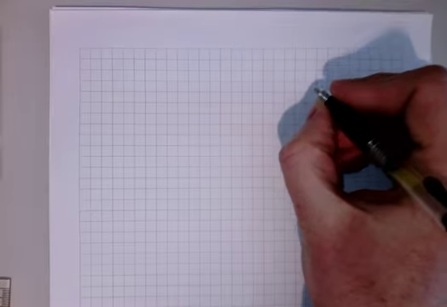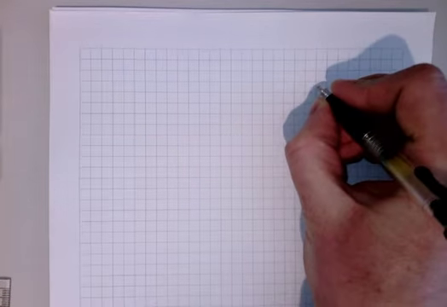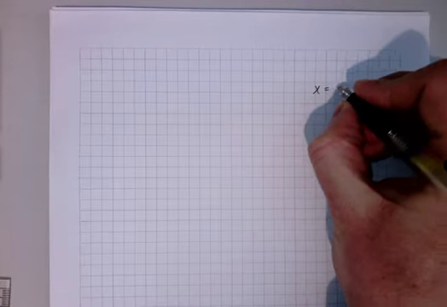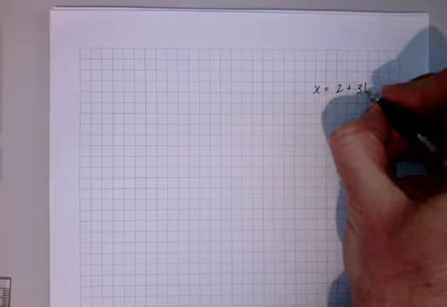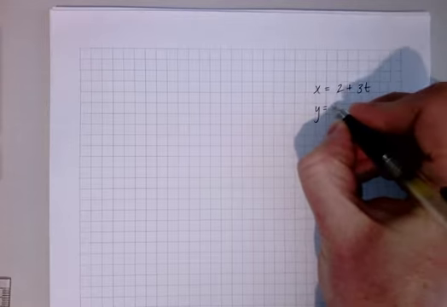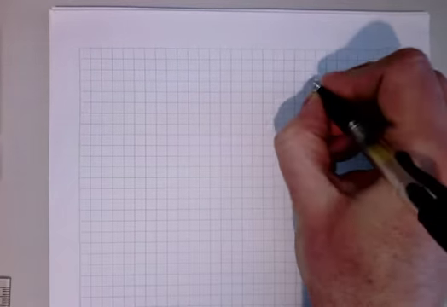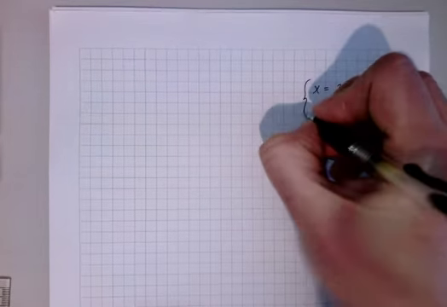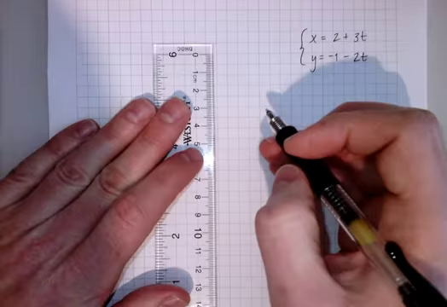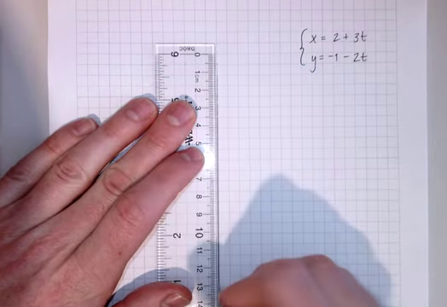And so let's say that we're given, let's start off with a rather easy one. How about x is equal to 2 plus 3t, and y is equal to negative 1 minus 2t. Well, it should be very, very easy to discern that this is a linear function.